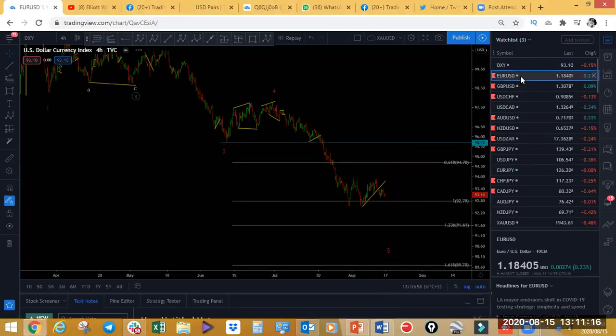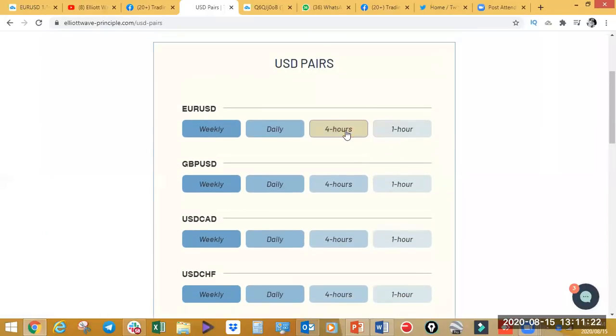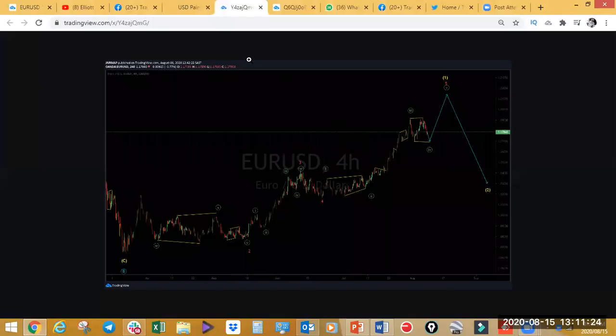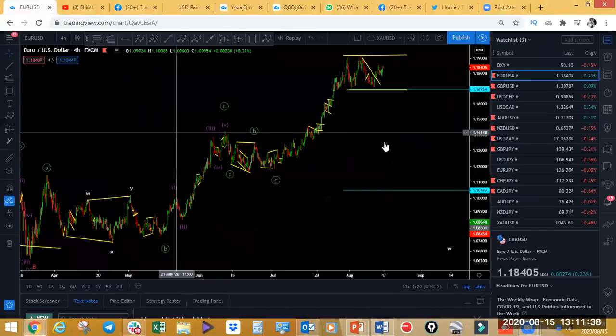Let's look at Euro US dollar. Looking on the website, you'll see that it is the inverse of what is happening in the dollar index. Let's look at the 4 hour. Just like the dollar index, we expected this one to come around this level, make a regular flat wave 4 and push up higher. So we are currently here. Is this the correction that's going to take us higher? Let's look at the current chart on Euro US dollar.